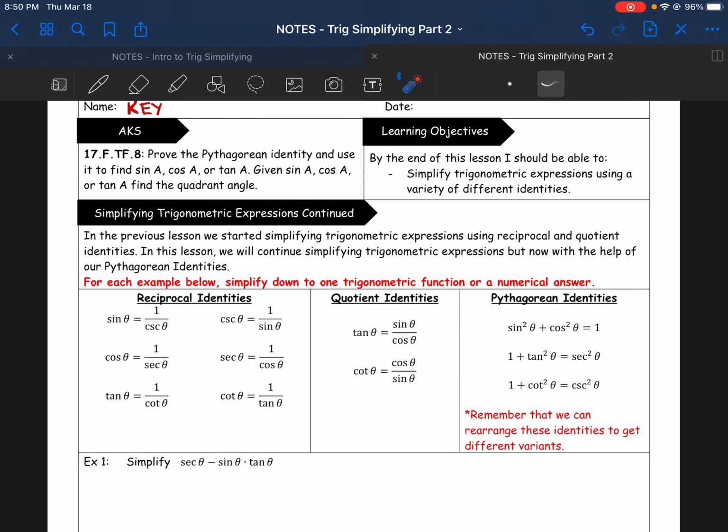Today, we're going to continue simplifying trig expressions, but now we're going to throw in the ever-important Pythagorean identities and its variants. A few lessons ago, we proved these Pythagorean identities, and we saw that each Pythagorean identity can have two variants based off of how you rearrange the equation. So let's just keep those in mind. But let's go ahead and get started here.